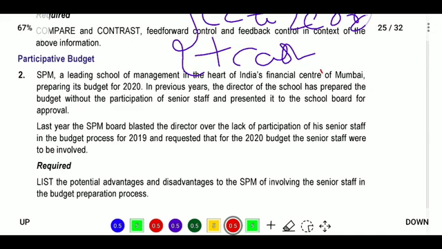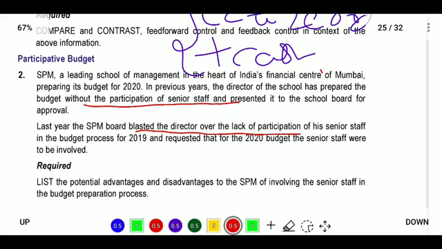In the previous year, the director of the school prepared the budget without the participation of senior staff. So they are not using their senior staff to participate. They prepared it on their own. Last year, the SPM board blasted the directors over the lack of participation of senior staff. They were blamed.